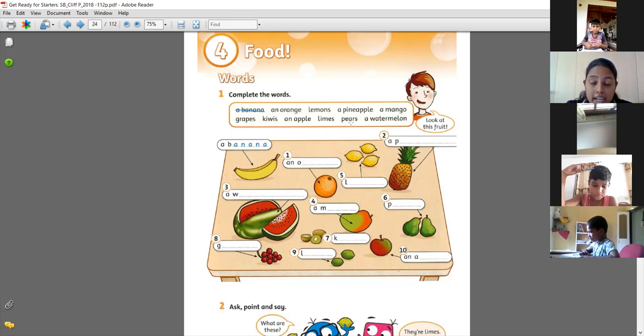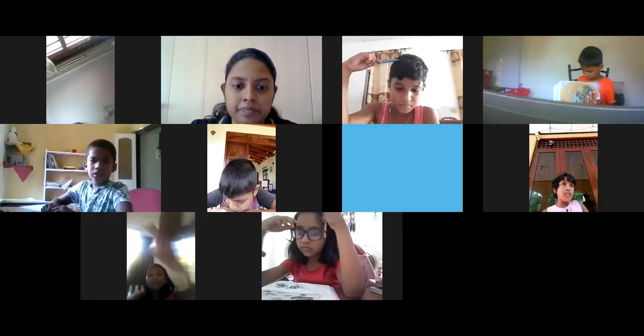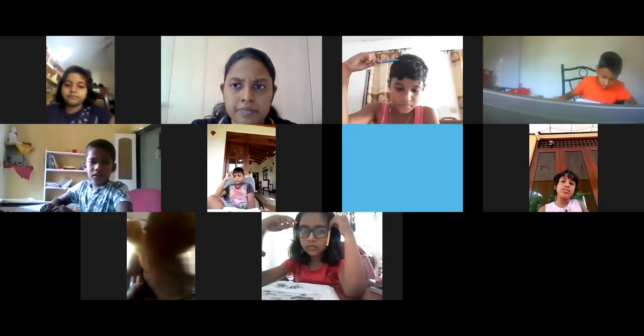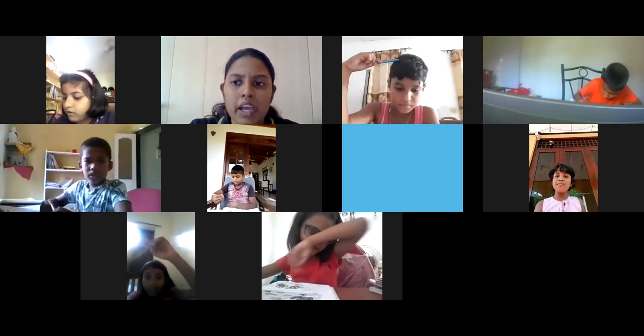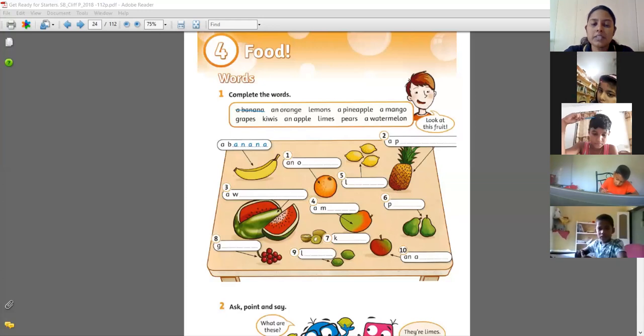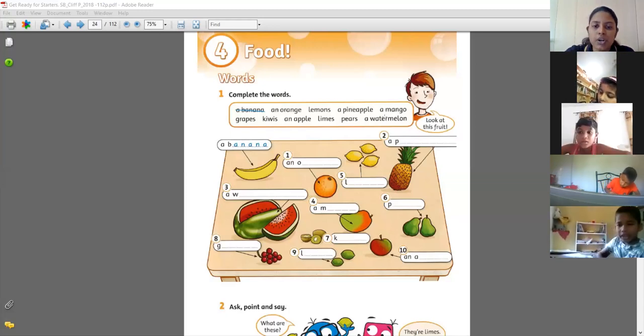Next one, pears. That is also a little bit similar to apple. If we taste it, the taste of pear and apple is the same. And last one is a watermelon. Watermelon is what? We call it komadu in Sinhala. That is also a red and green color fruit.